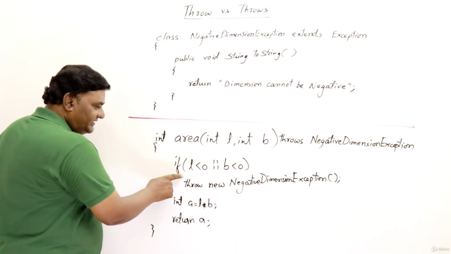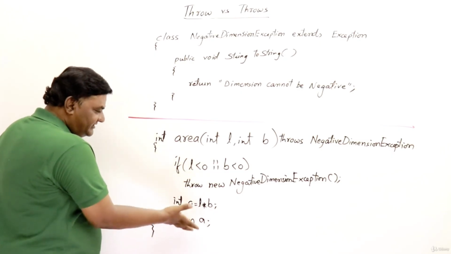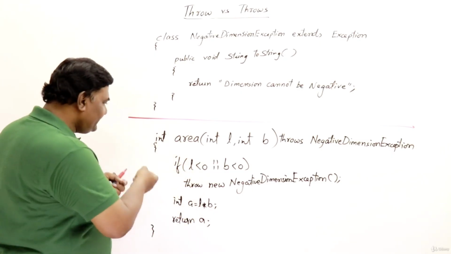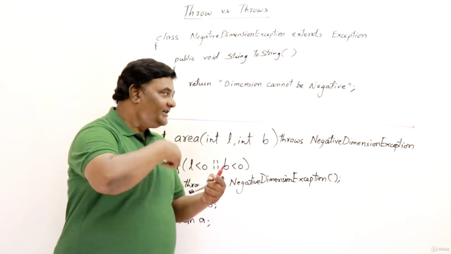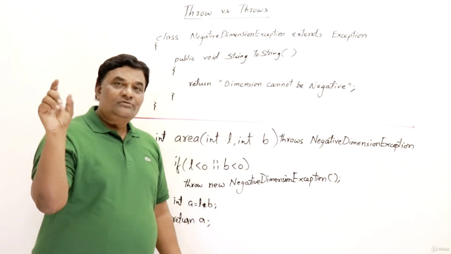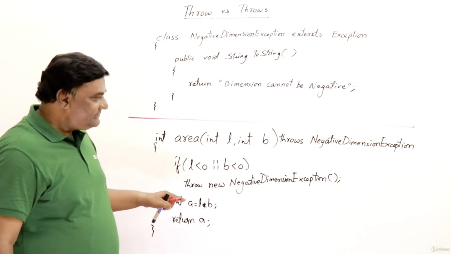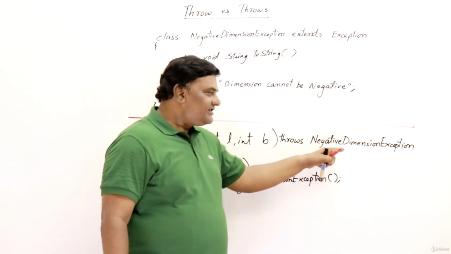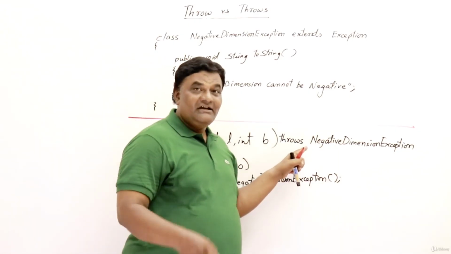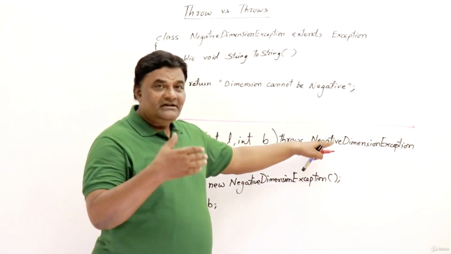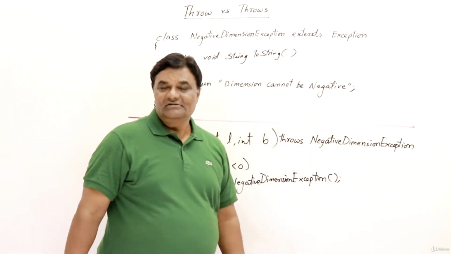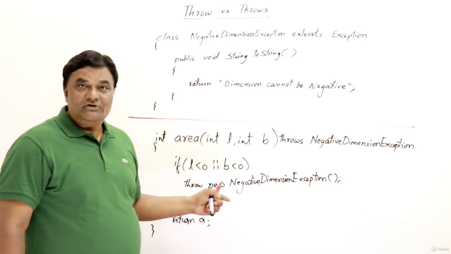Whenever you say throw new, you must catch it, but there is no sense in catching in the same place. When you are catching there only, why throw it? So it should be handled by the calling method. When this method is throwing an exception, its signature must declare that it throws an exception. So throws which exception? NegativeDimensionException. This is how we can throw our own exception.